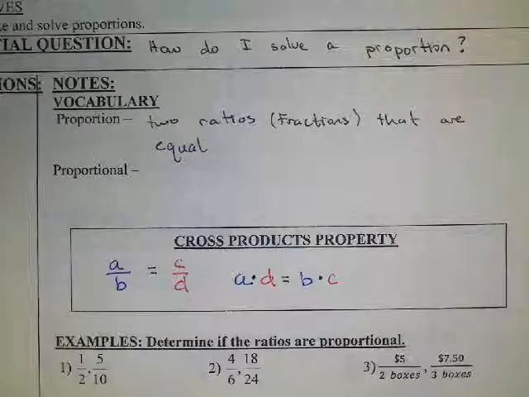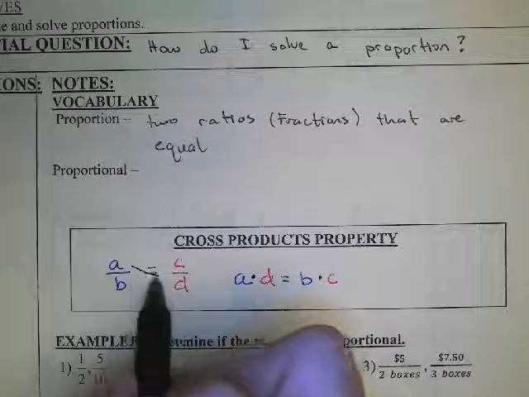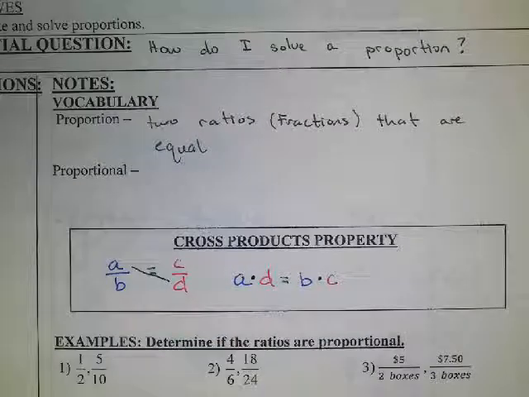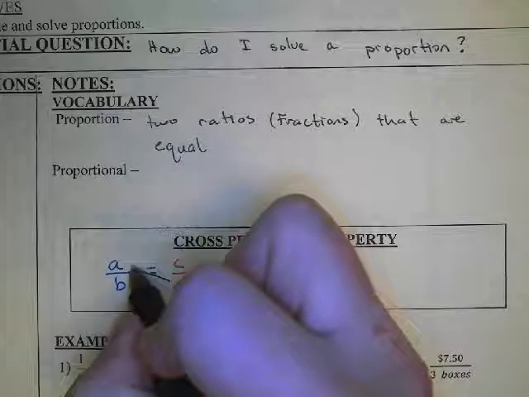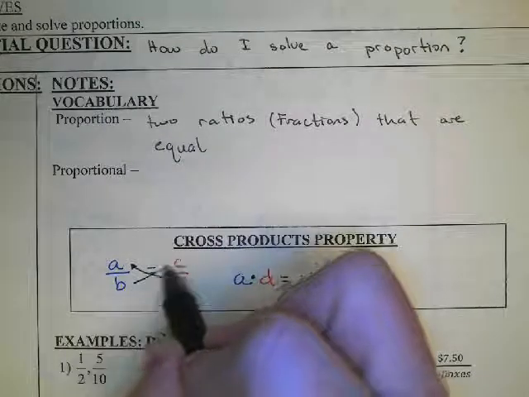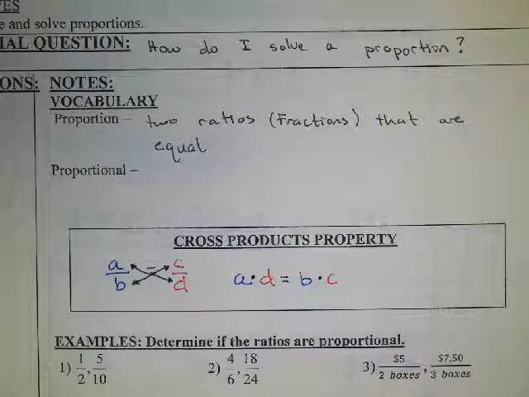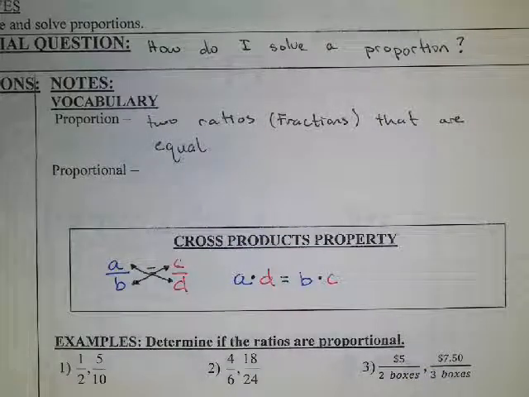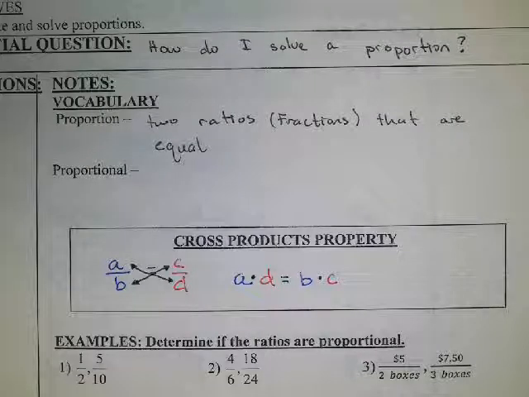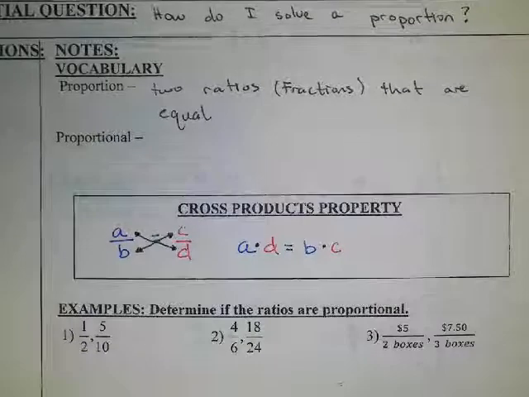What we did is we took A and multiplied it by D. A visual cue would be to connect the two with a line, and we multiply these two together. Then we took B and multiplied it by C. So that's how the cross products property works.